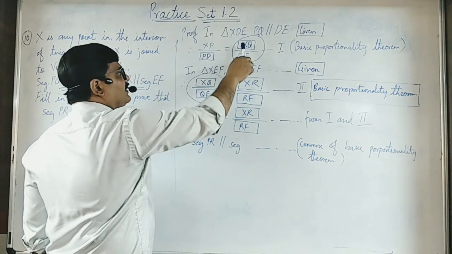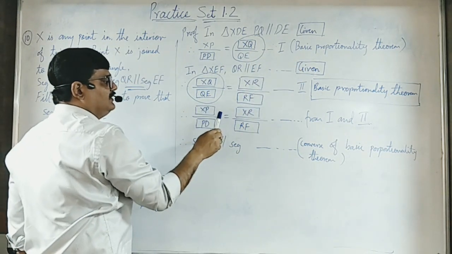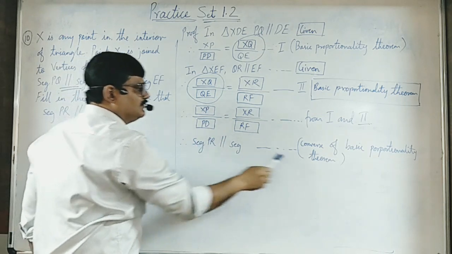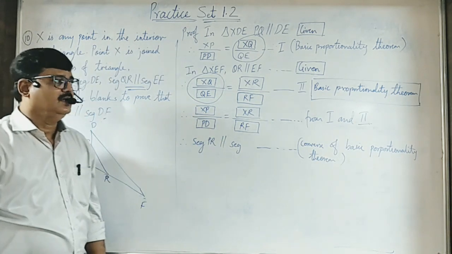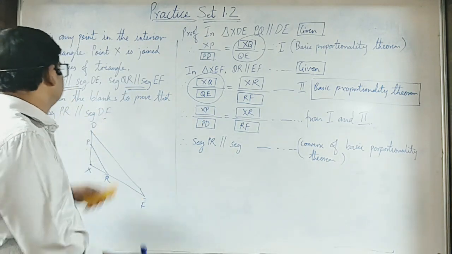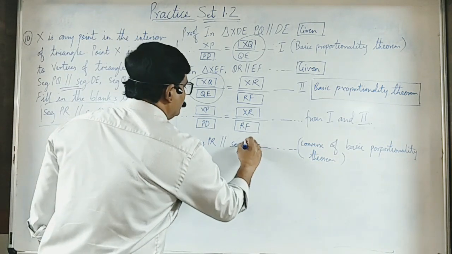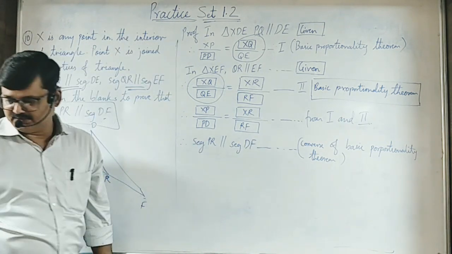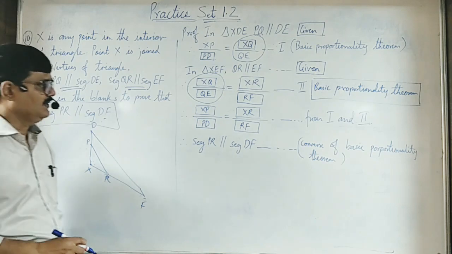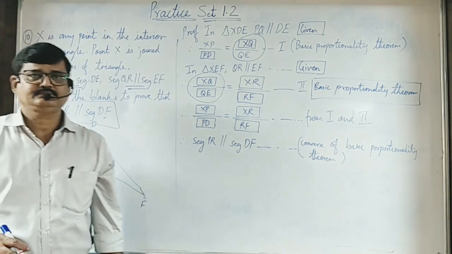Here the lines are parallel, the ratios are equal. That is basic proportionality theorem. Now here what we did, the ratios are equal, then the lines are parallel. So what you have to write over here is the converse of basic proportionality theorem, and that is how we prove what they told us to prove. They told us to prove that PR is parallel to DF, and we have already proved that, because of the converse of basic proportionality theorem.